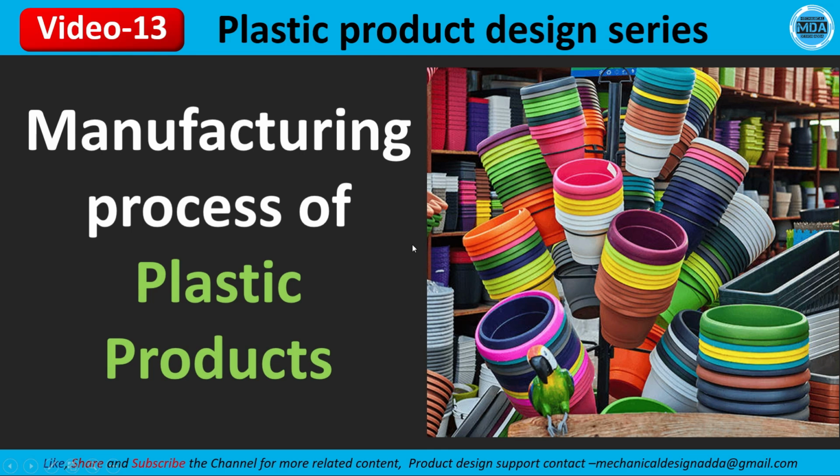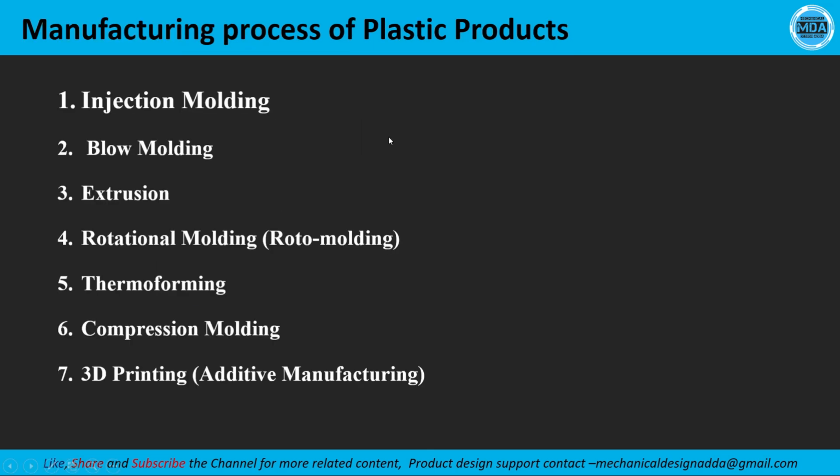So in this video we will discuss the most common manufacturing processes that are used to get plastic products. There are a number of manufacturing processes available in the industry to get plastic products, but these are the common and most used ones, like injection molding, blow molding, extrusion, rotational molding, or we can say roto molding, thermoforming, compression molding, and 3D printing, or we can say additive manufacturing.